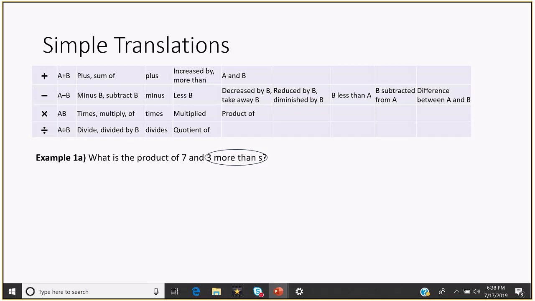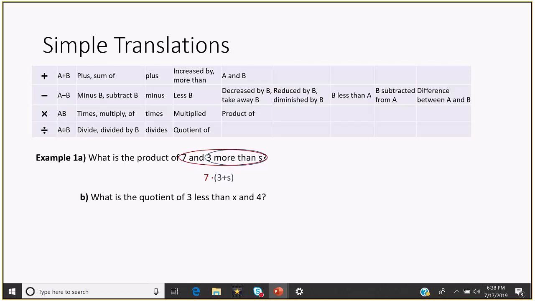Then if I see problems like this, I start to circle the terms that are important. The thing that I see towards the end is the 3 more than s. The reason why I'm focusing on that is because I noticed that the overall thing that is happening is I have a product. I have a product of these two separate things, and one of those things is 3 more than s, and the other thing is 7. So 3 more than s is 3 plus s. And then I'm doing the product of 7 and that thing, so that's 7 times 3 plus s. And that's it. I'm not going to simplify any further, I just want to translate for starters.